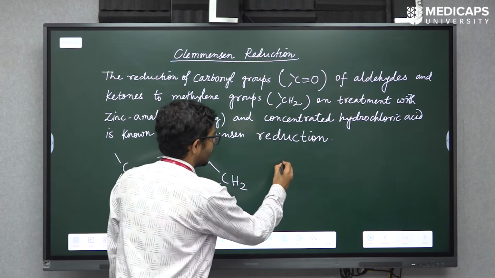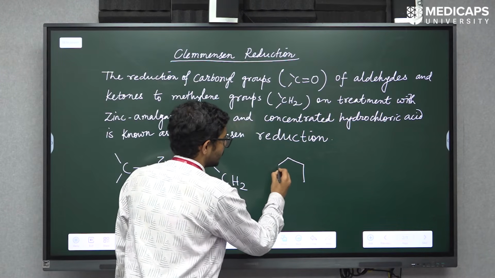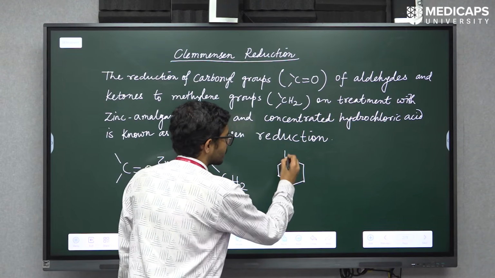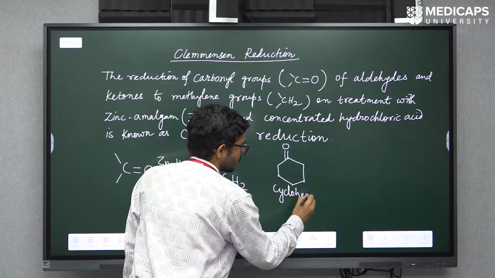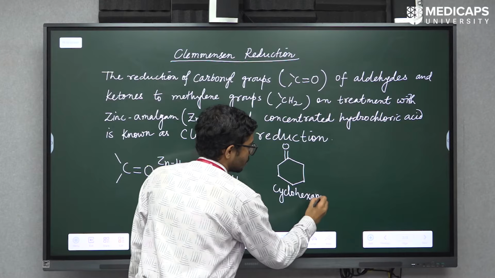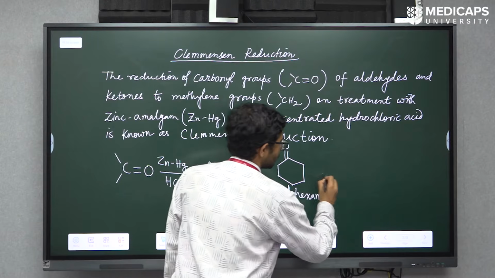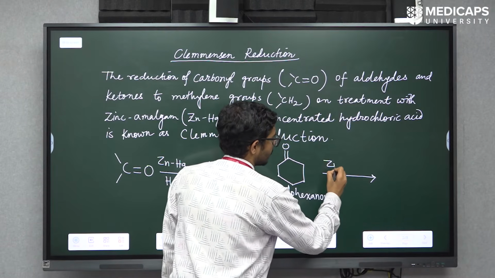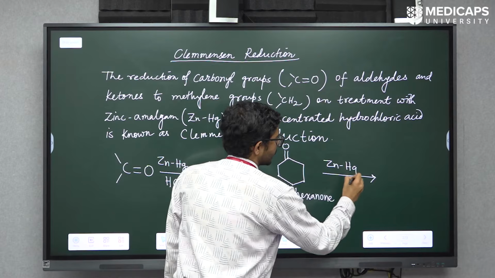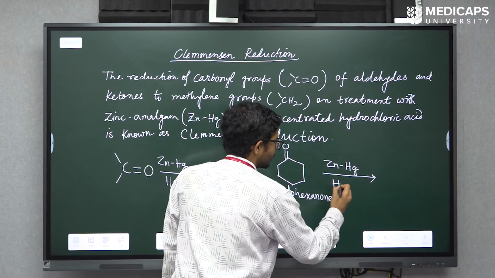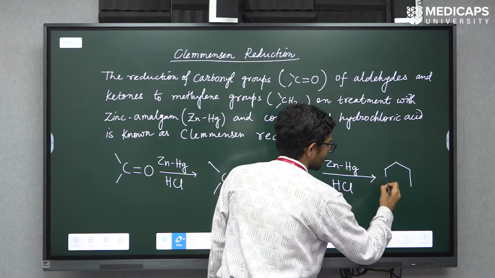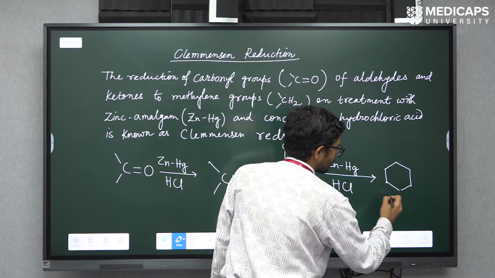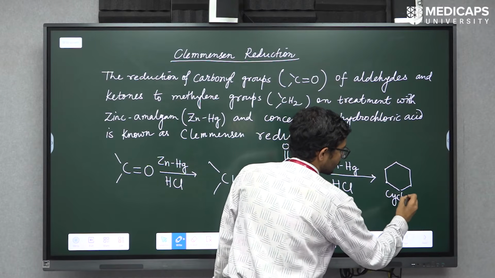So let's take one example. This one is cyclohexanone. If we treat it with zinc amalgam and HCl, it will be converted into cyclohexane.